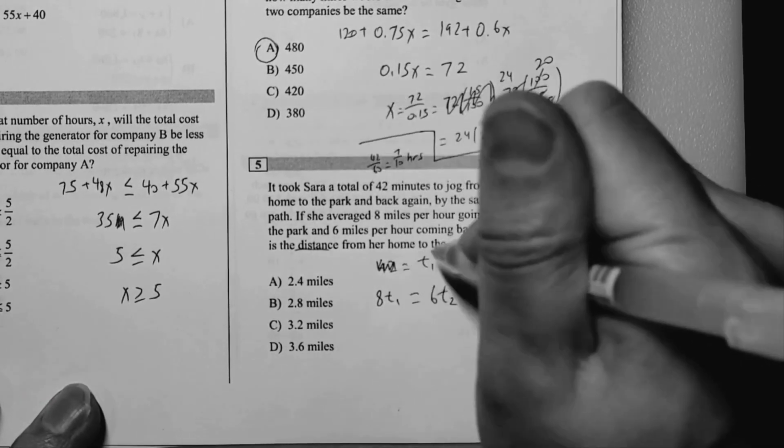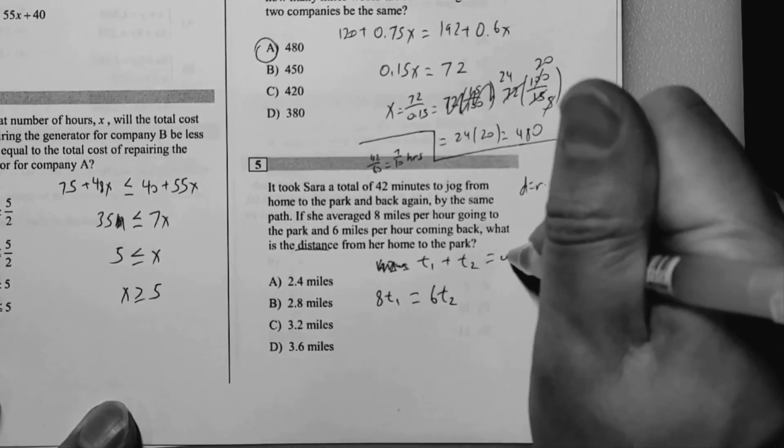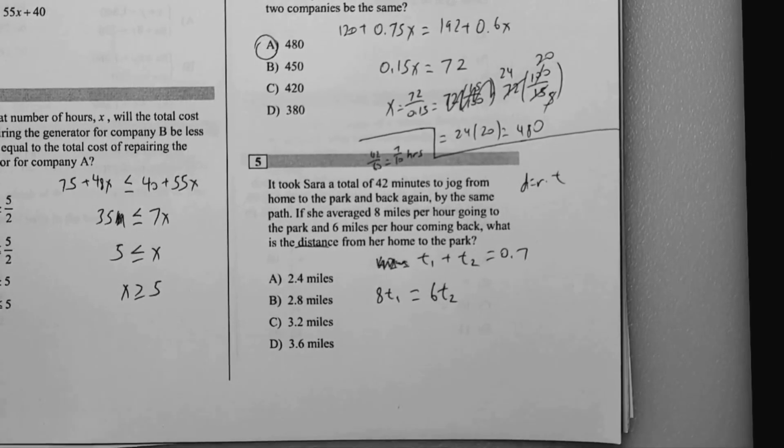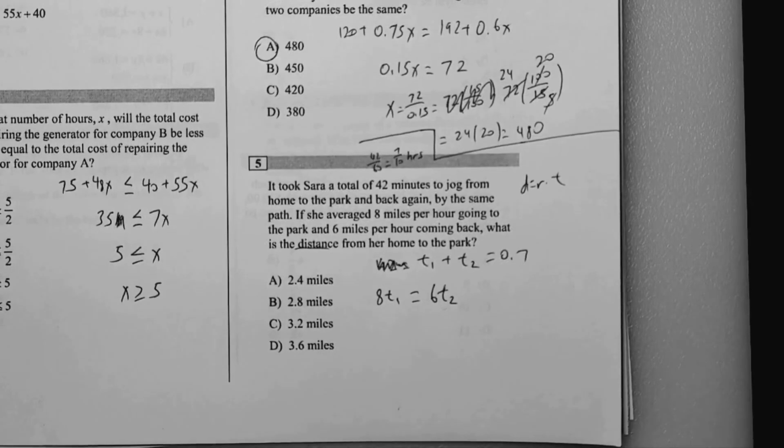And it should not be 42, sorry. I don't know why I did that. This should be 0.7. That's why I did that up there. Okay? So now we solve this.